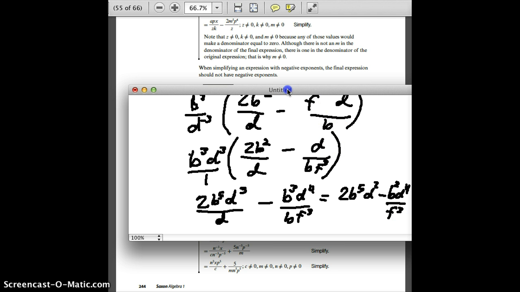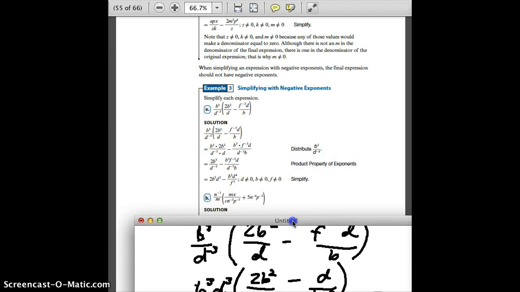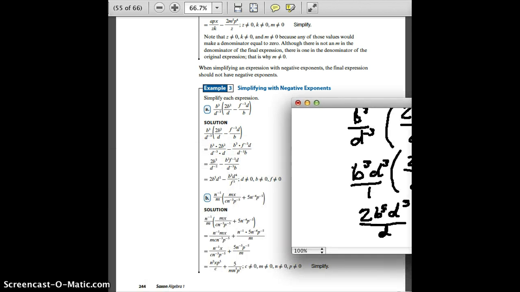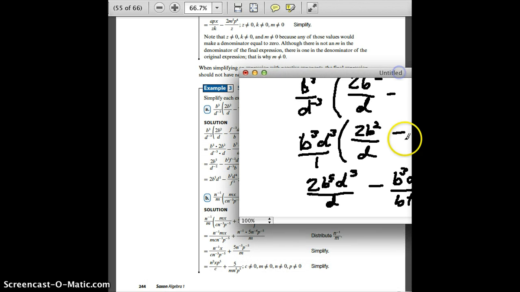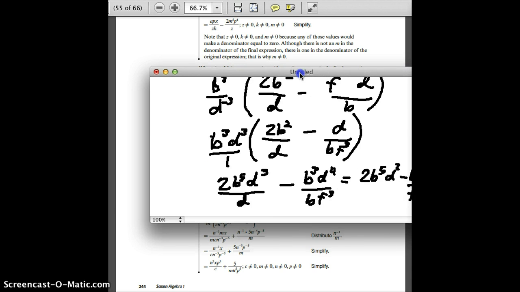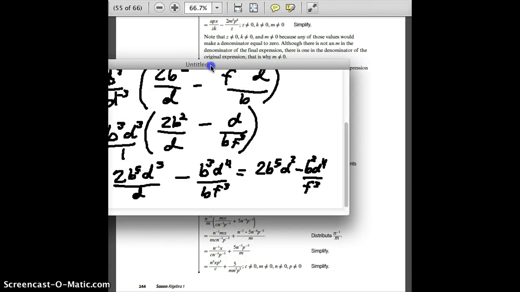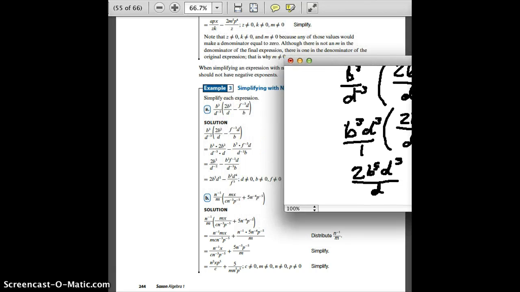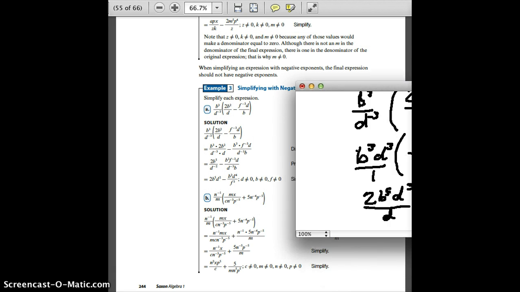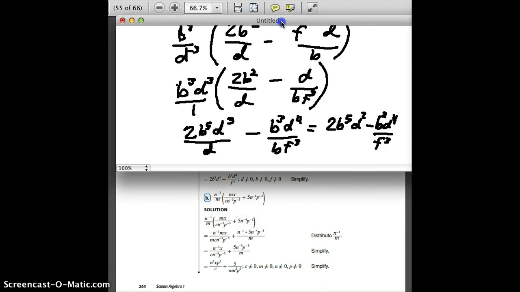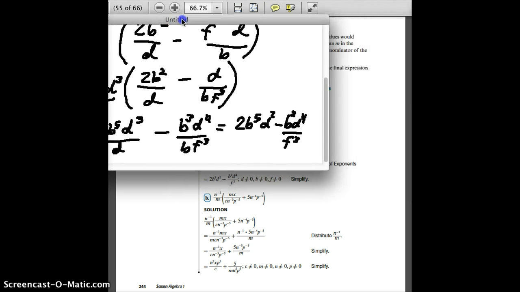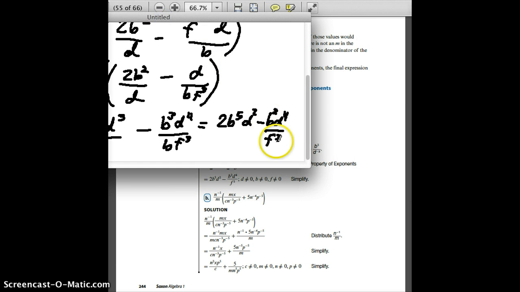And let's see if I got that right. 2b to the 5th. There's our answer. I'm trying to do it so you can see it here. There we go. 2b to the 5th, d to the 2nd, right? That's what I have. Minus b to the 2nd, d to the 4th, right? Over f to the 3rd, and there you go.